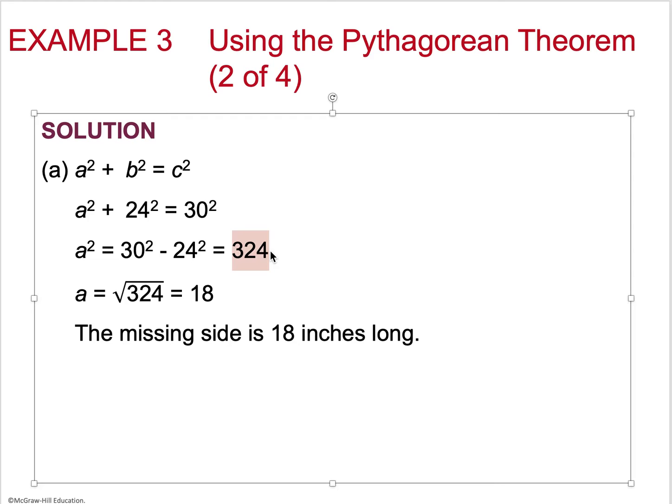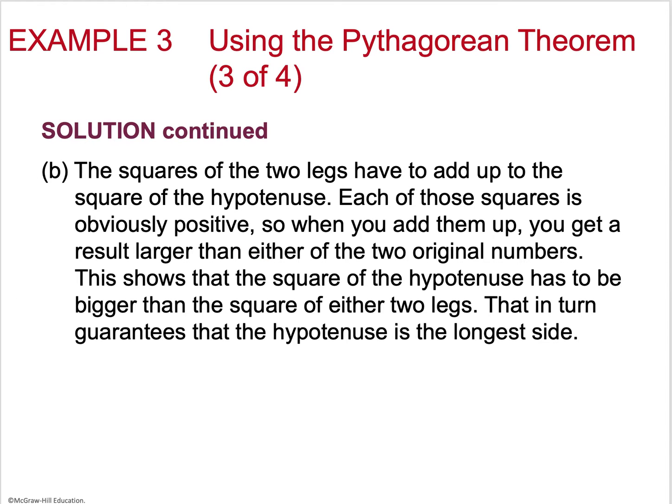A lot of students make the mistake of stopping at 324 and saying, oh, I'm done. I have the answer. It's 324. But that's what A squared equals. In order to find what A equals, you have to take the square root of 324 to get 18. Now, where should you round? You should round to the second decimal place if you have a rounding situation.